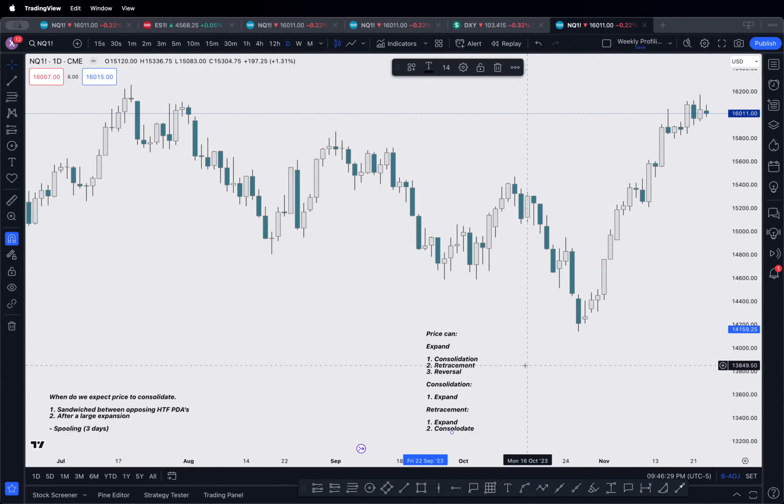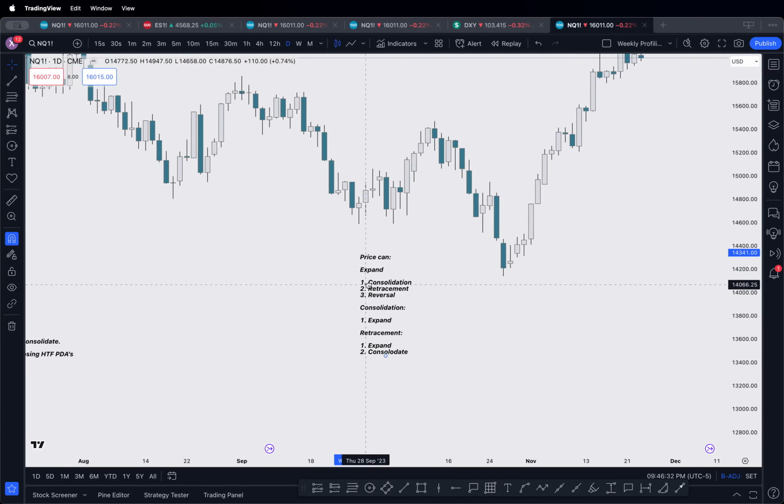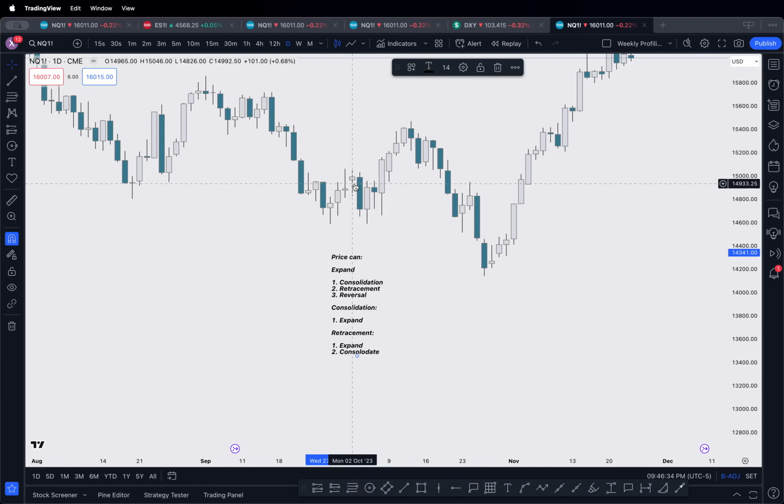All right, let's compare that with somewhere we can see an obvious consolidation week, like here. Can someone look up the week of Monday, October 2nd?